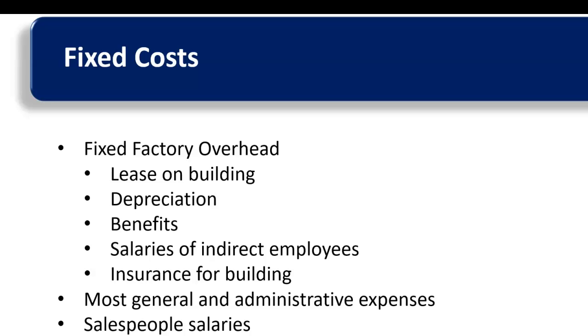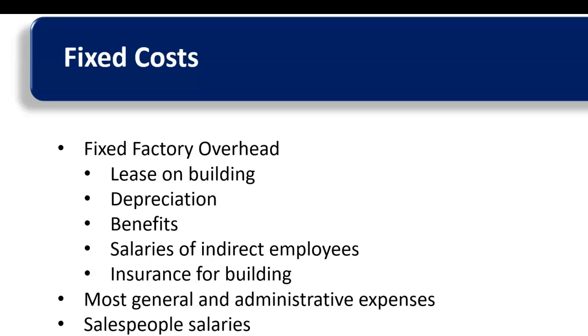So if your supervisor is paid a salary instead of a wage based on number of hours worked, that's going to be fixed. So if they earn $3,000 a month and that's their salary, that's not going to change with volume. However, if they're paid by the hour and they work more or less hours depending on how many units are produced, that's going to actually be a variable cost. And then your insurance for the building, that typically also is a fixed cost. You're going to pay a certain amount of insurance no matter how many units you produce in a month.